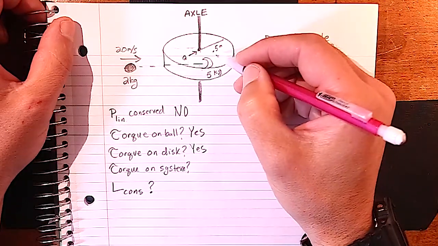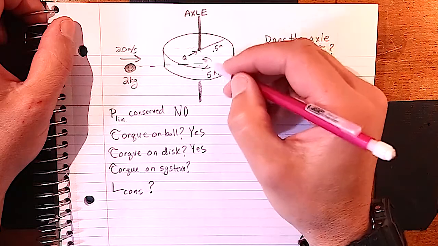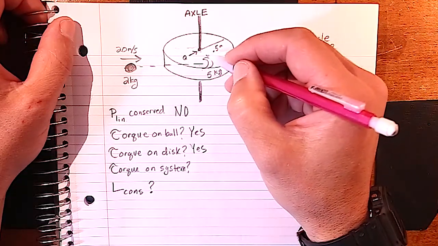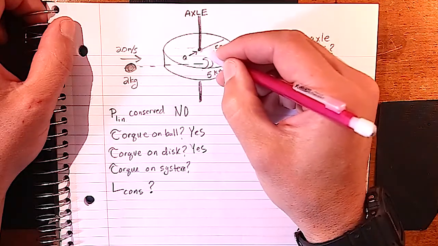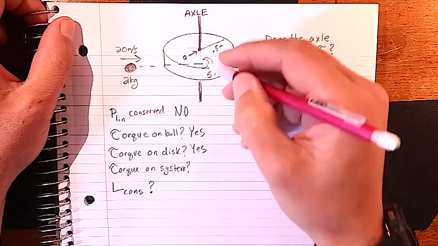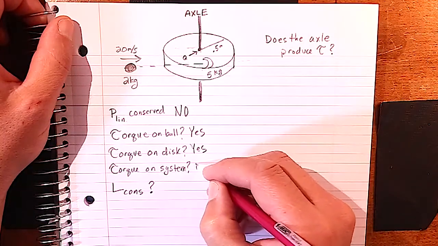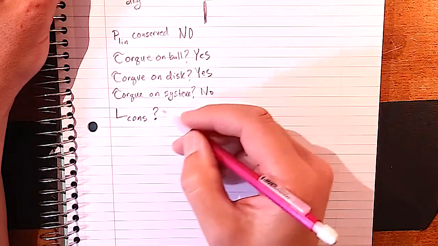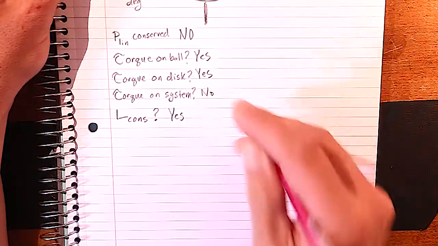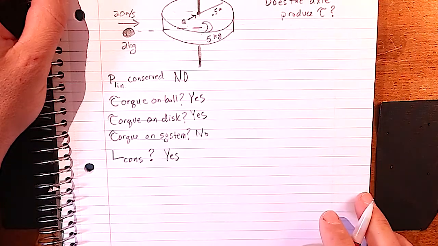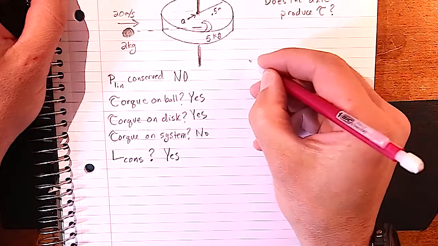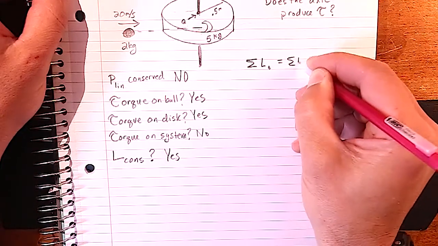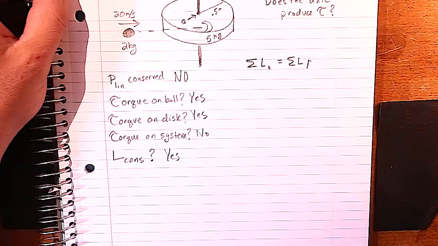Is there a torque on the system, like a net torque? Well, there are no net external torques. Remember, this does not produce torque. So therefore, the answer is no. There's no net external torque on the system. So therefore, is L conserved? The answer is yes. Well, if L is conserved, then what can we do? Well, we can say the sum of the angular momentum initial has to equal the sum of the angular momentum final.